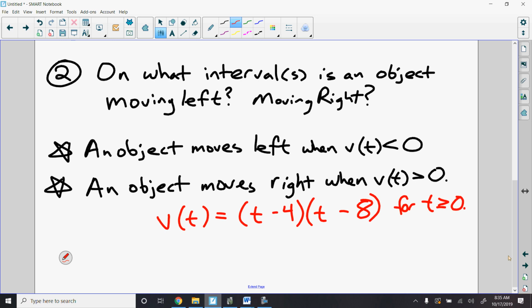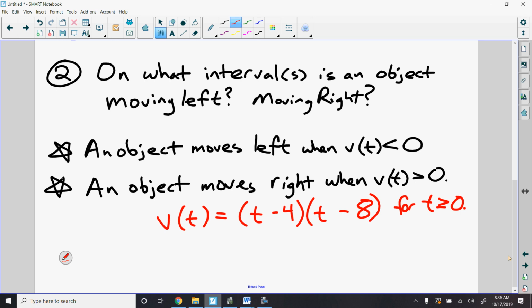So let's say a velocity equation is given by v of t equals the quantity t minus 4 times t minus 8. I want to determine over what intervals our velocity is negative, and over what intervals our velocity is positive. I'm going to do this by doing what's called a sign test.